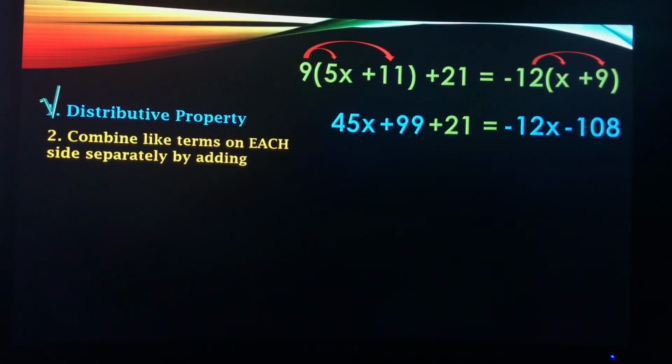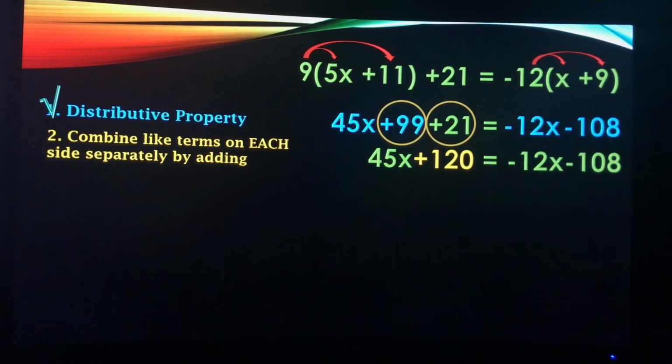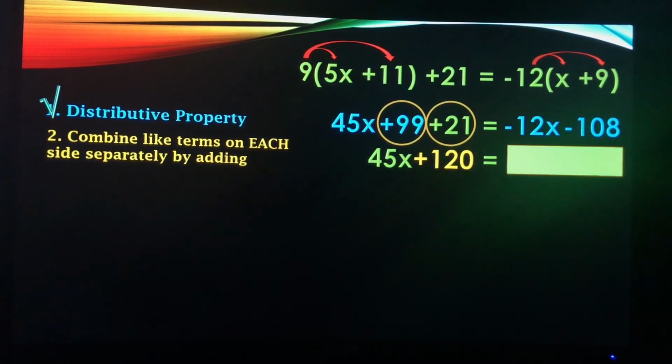So step 2 was to combine like terms on each side. If I go through and I look, I've got a 99 and a 21. That's going to leave me with 45x plus 120 equals negative 12x minus 108. Before you move on, it's good to check each side separately. You could kind of cover. So if you covered the right side, and I looked at just 45x plus 120, can I combine anything there? The answer is no. 45 has an x in it and 120 doesn't. Therefore, they are not like terms. So that side is completely simplified.